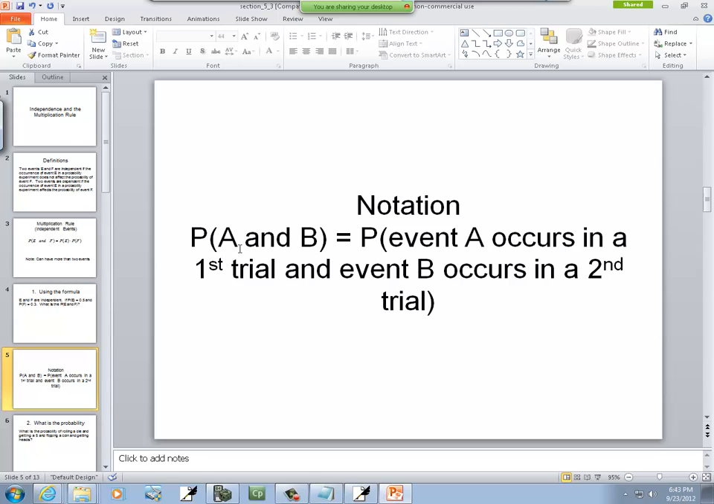Now, what this notation indicates, we've talked about a little bit. And again, here's A and B, but you can have any letters there. Probability of A and B equals the probability event A occurs in the first trial and event B occurs in the second trial.